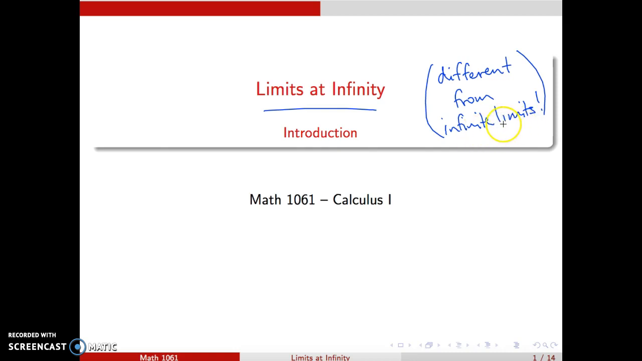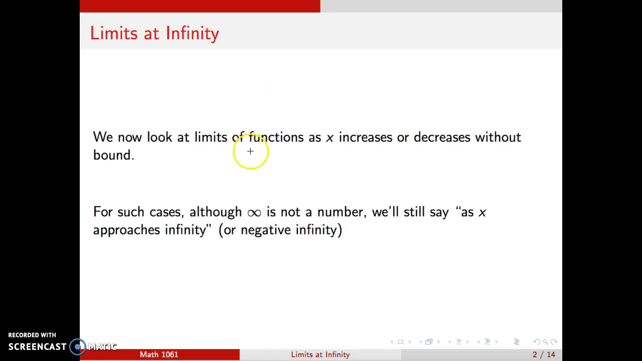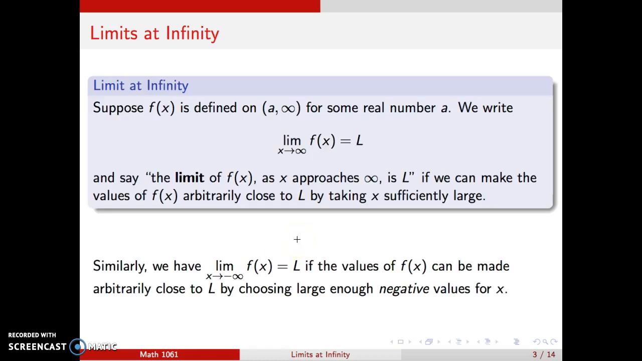And remember, an infinite limit was when we approached a number, the function value got larger and larger and larger, either positive or negative. Well, what we're looking at here is functions where we look at limits as x increases or decreases without bounds. So the input doesn't approach a number, it just gets bigger and bigger, in either the positive or negative direction. And we try to see if the function gets closer and closer to some value. So even though infinity is not a number, we kind of use the same language. We say as x approaches infinity, which just means it grows without bound, or negative infinity.